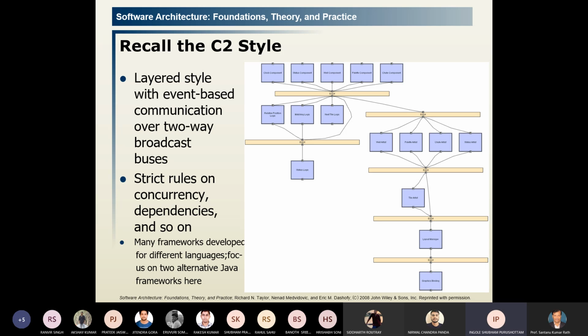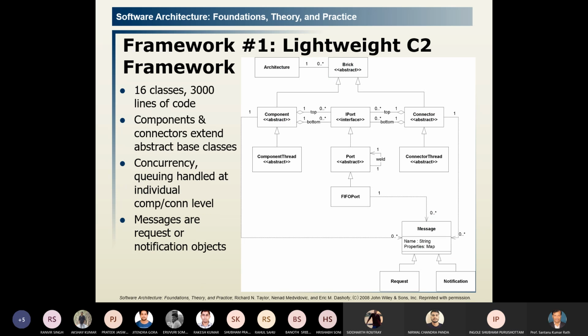Many frameworks have been developed for different languages. We focus on two alternative Java frameworks here: lightweight C2 and flexible C2. The first one is the lightweight C2. It has 16 classes, with 3,000 lines of code.